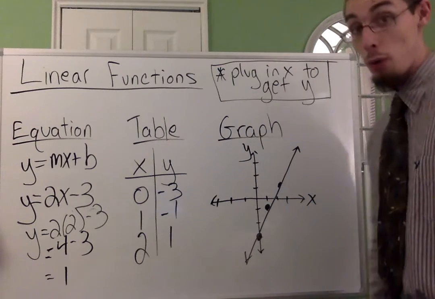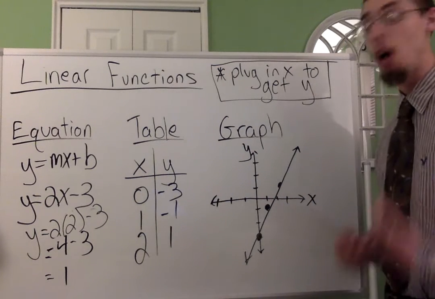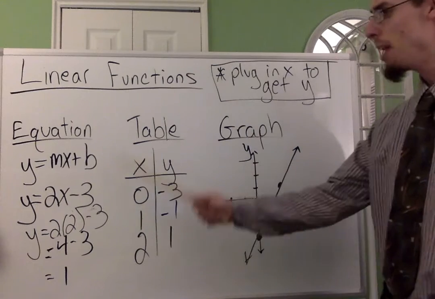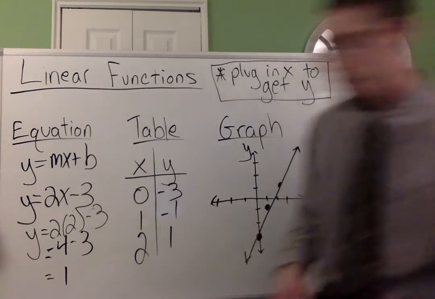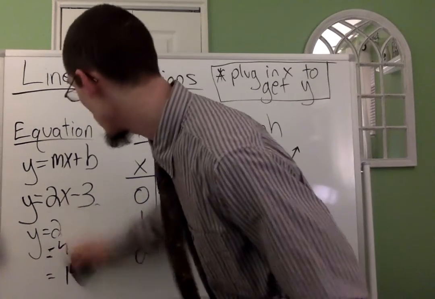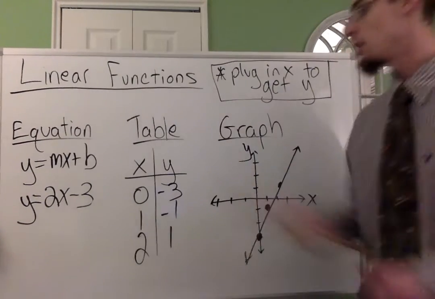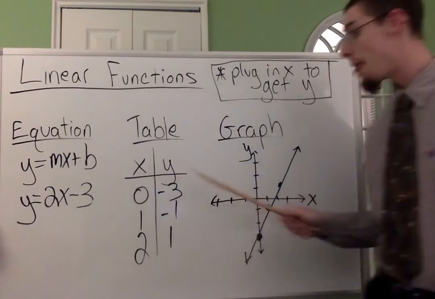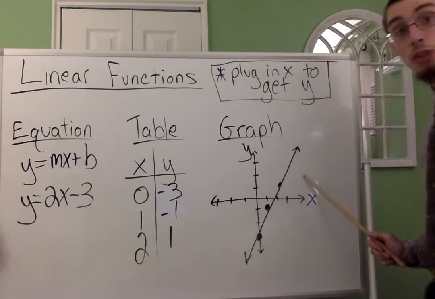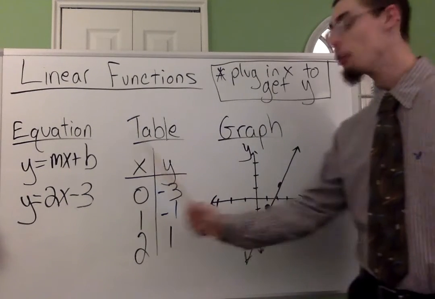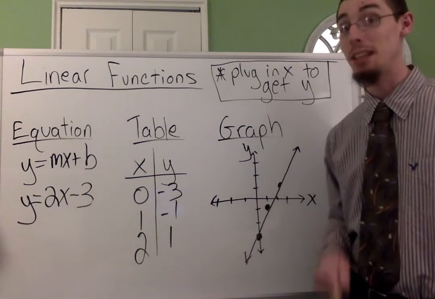So right now, what I'm trying to get you to do is build an understanding that all 3 of these are the same, right? Get rid of the work down here. So this equation, this table, and this graph are 3 different ways of showing the exact same thing.